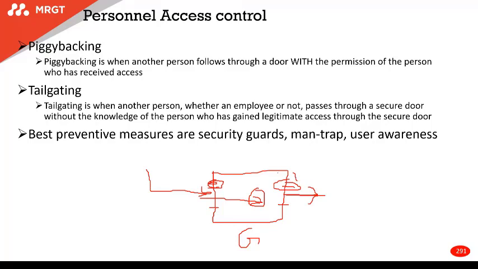If you do not know the credentials of this door, what would happen is that once you have entered, this door will automatically get closed. You cannot go back. Now the only way is to go out of this door if you know these credentials. If you do not know, you will be trapped inside this room, and that's why it's called a man trap.